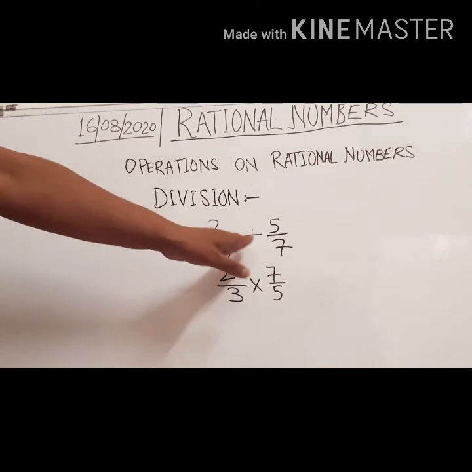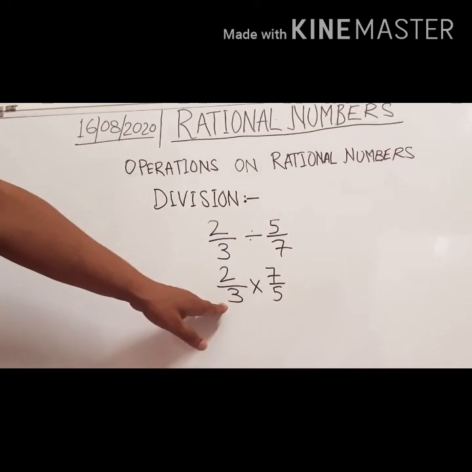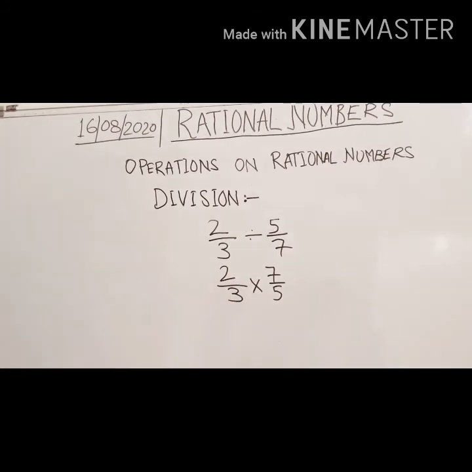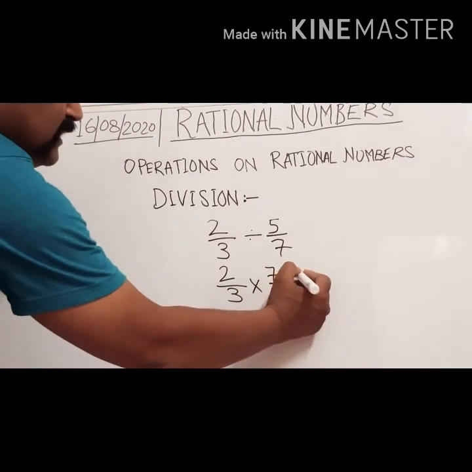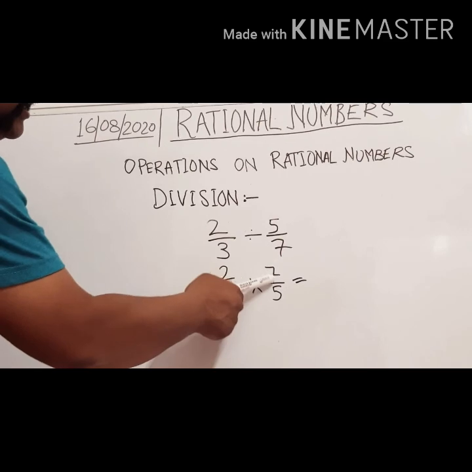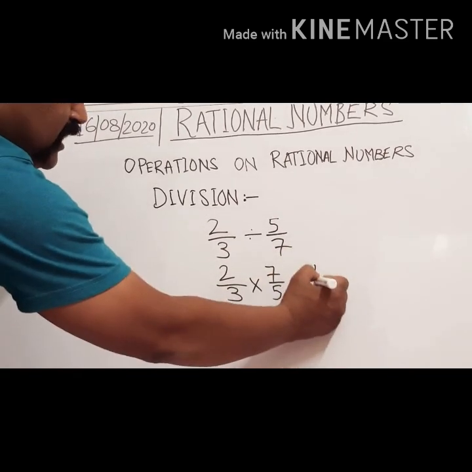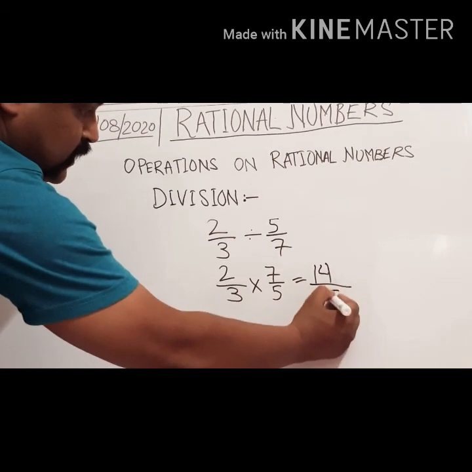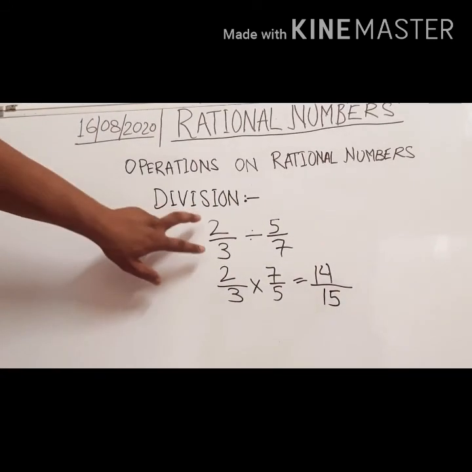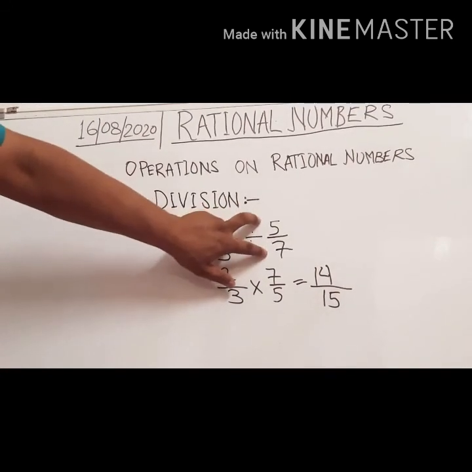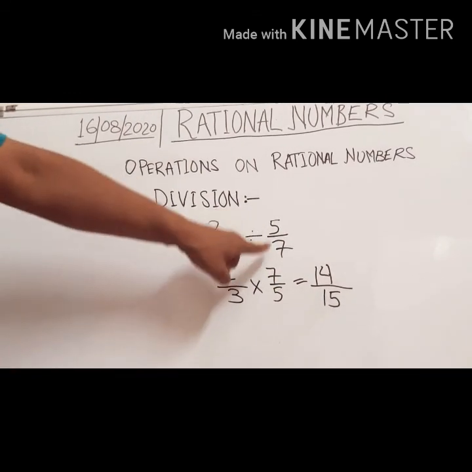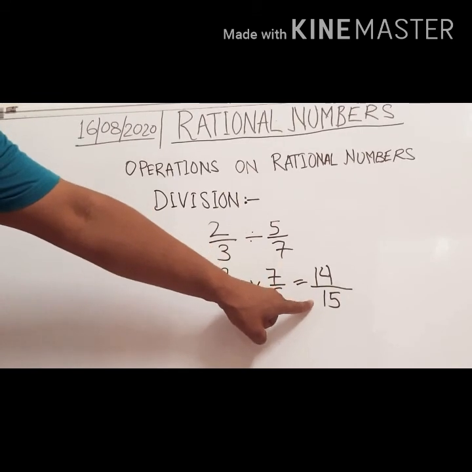Now this is equivalent to this, and we have already learnt how to multiply two numbers. Then we can easily multiply numerator by numerator, 2 7s are 14, and denominator by denominator, 3 5s are 15. So 2 by 3 when divided by 5 by 7, the result will be 14 by 15.